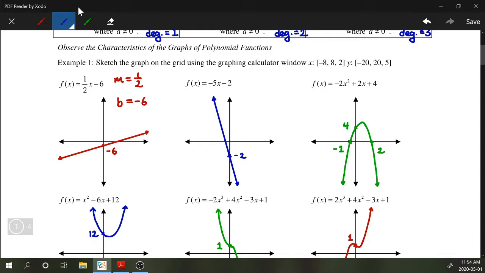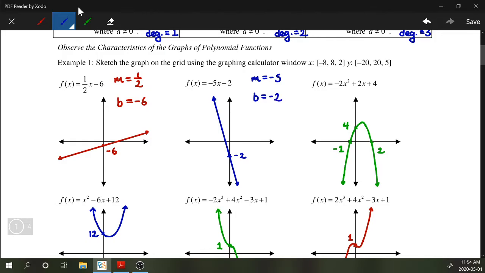Likewise, right next to it, we have negative 5x minus 2. In this case, the slope is negative 5, so the graph will be decreasing from left to right. And the y-intercept, of course, in this case is negative 2.